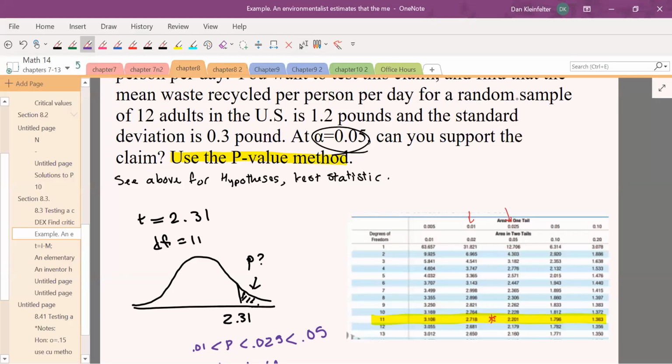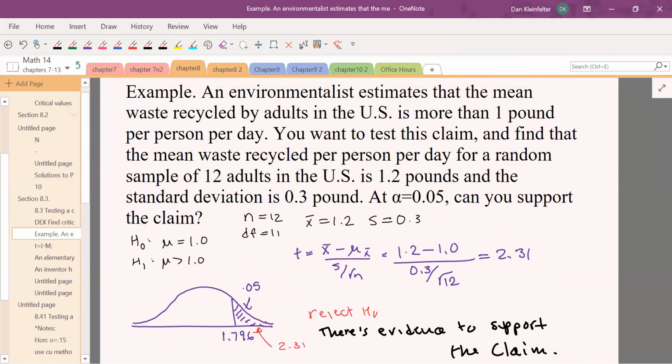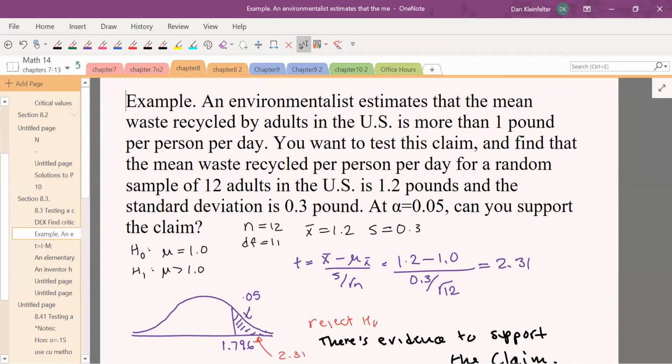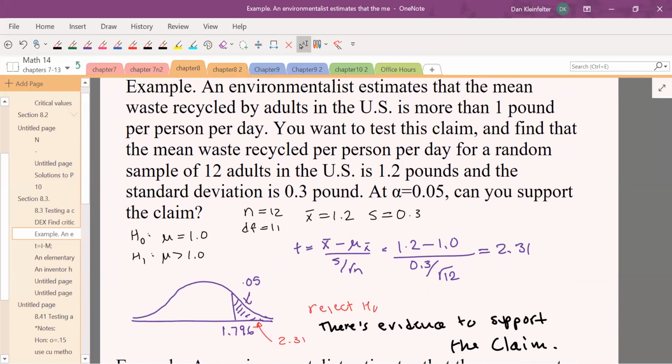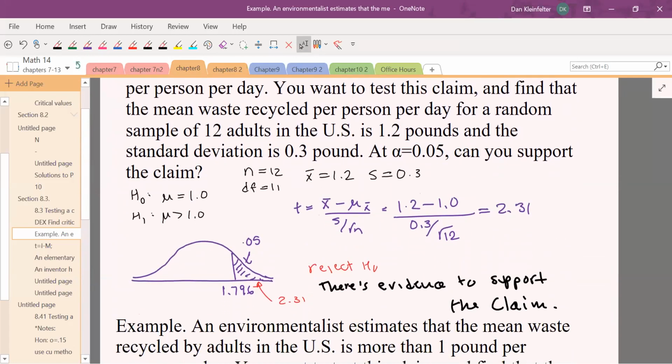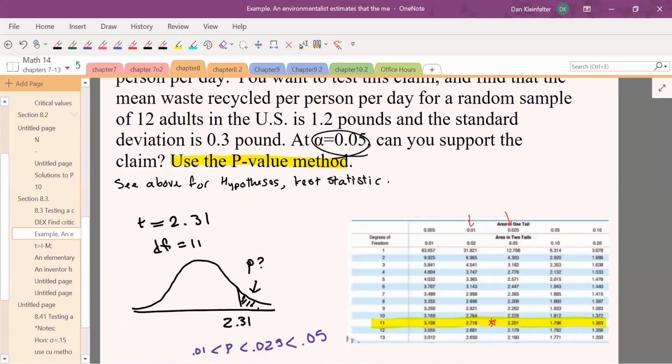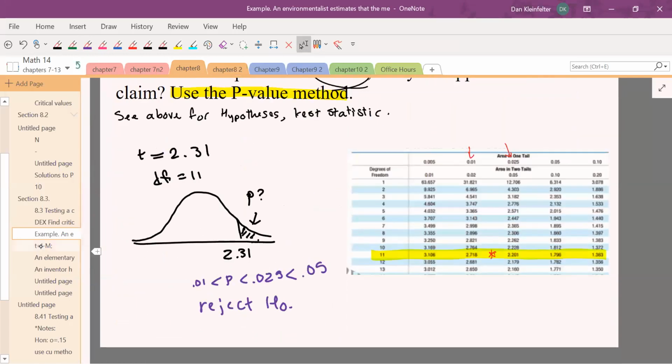Okay, welcome back everybody. In this video, we'll be finishing up section 8.3. In the last video, where we ended was we had worked through this problem involving the environmentalists and their claim involving the waste recycled by adults. We had done it using the critical value method and then also the p-value method and compared the two.